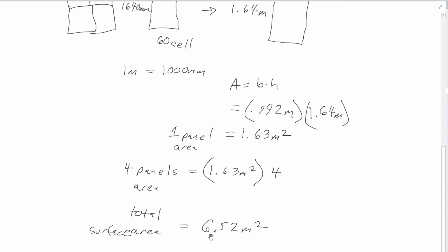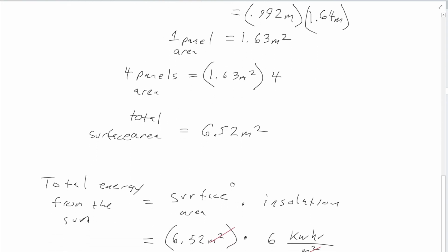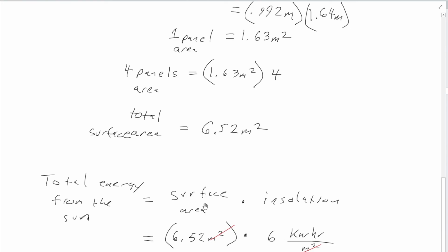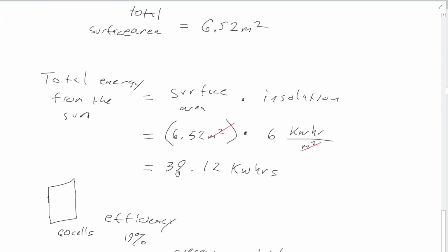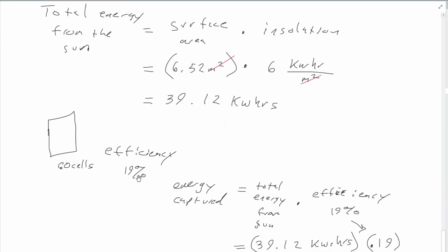And then the next step is you're going to multiply this total surface area times the amount of energy the sun is delivering on each square. In this case, 6. It's the same for everybody, times the surface area. And then once you've got that final total energy from the sun, you figure out the amount that actually gets kept by the panel using the efficiency. You multiply the total energy from the sun times the efficiency, and you get the energy captured by your system. And there you go. That's everything you need.